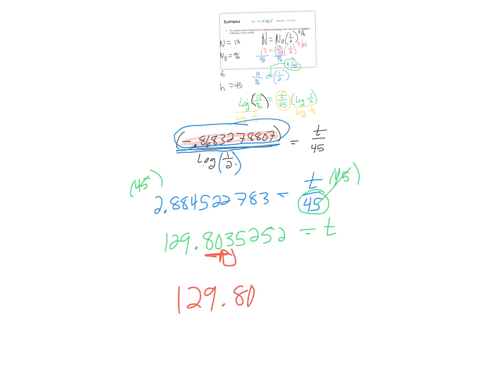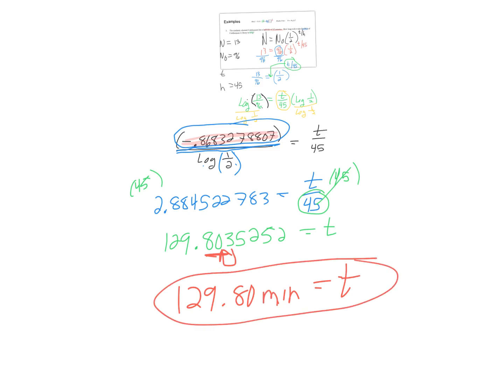129.80, and what was the original time? I think it was in minutes. Is equal to t. Now let me fix that. That looks terrible. Okay, so this took it 129, almost 130 minutes to drop to that point. Okay. All right, let's look at another one.